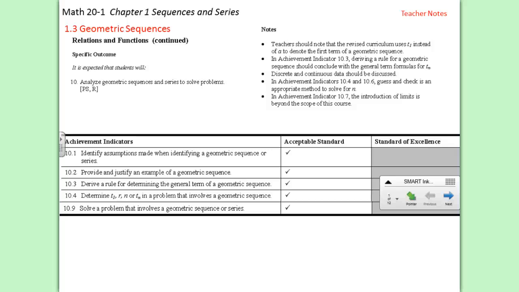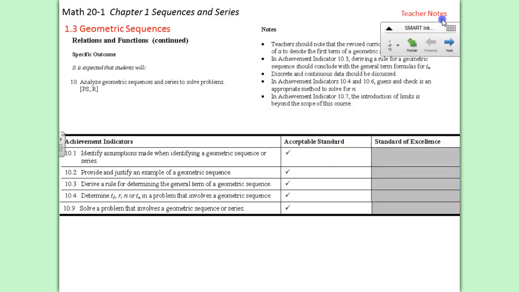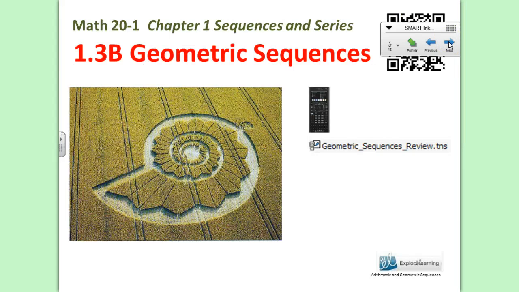Hello, Math 20-1. We're continuing our journey with the learner outcomes of sequence and series, and we are in geometric sequences continued, part B. And this is going to be about some of the deeper applications to questions in geometric sequences. So you've got to hold on to your hats because you're going to have some algebra as you look at the learner outcomes. You can see that we're going to be dealing with some algebra.